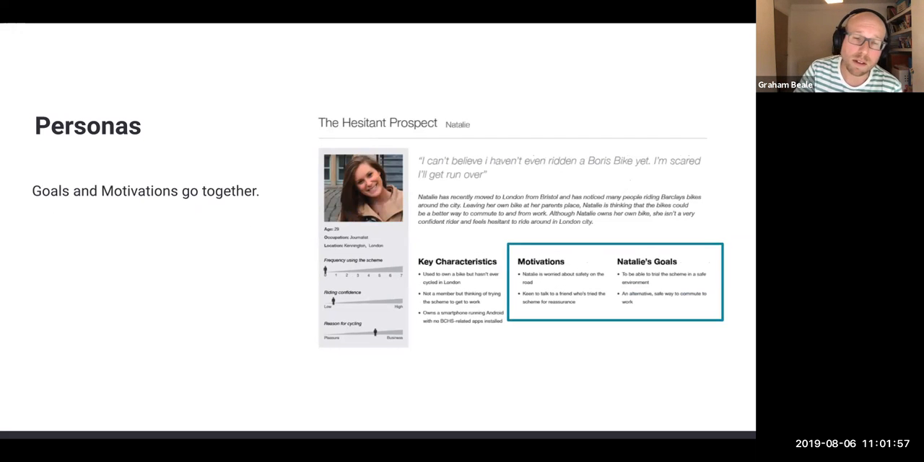And the combination of goals and motivations, they should kind of marry up. So here you see Natalie, who is the hesitant prospect. Natalie's motivation is she's worried about safety on the road. She's keen to talk to a friend who's tried the scheme for reassurance, but her goals are to be able to trial the scheme in a safe environment, an alternative, safe way to commute to work. So you start to see how the motivations do kind of wrap up with the goals quite nicely.